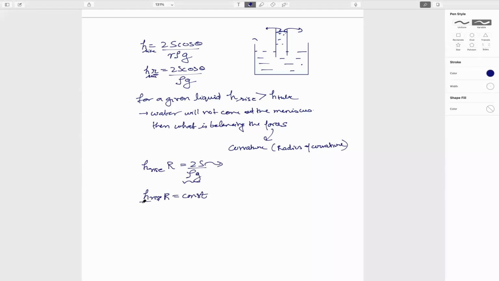So if the height of tube is greater than this, then the radius of curvature manages this rise such that this will remain constant throughout. So the liquid will not go out. This balances out, and we have this term, H rise into R, to be constant, such that H rise is inversely proportional to radius of curvature. That is the important thing.